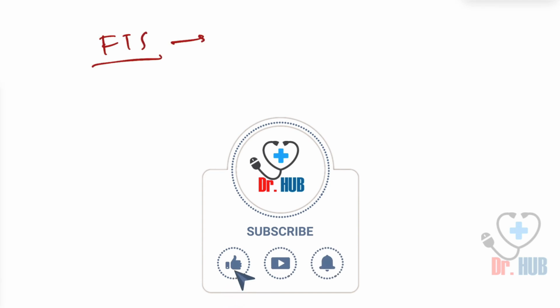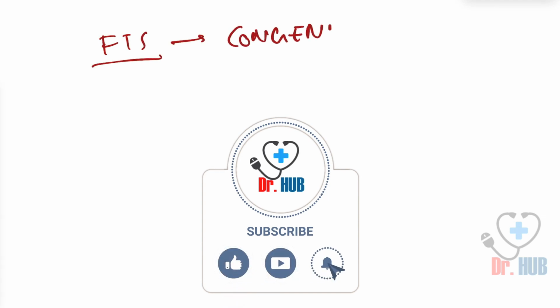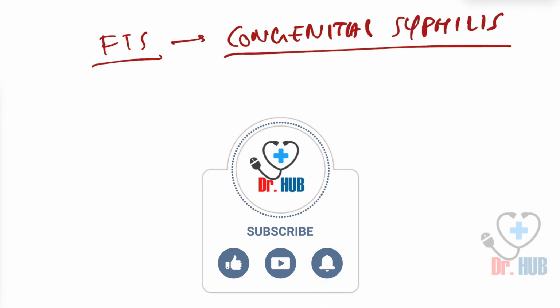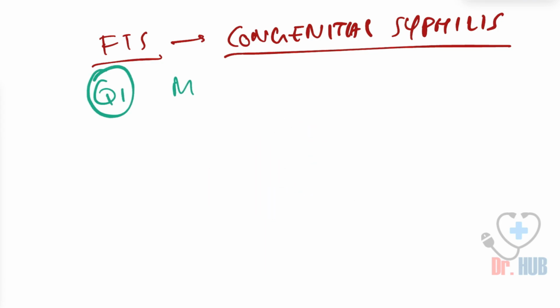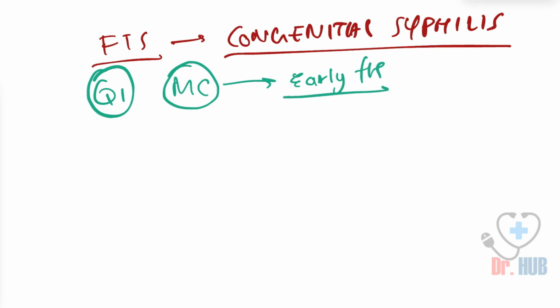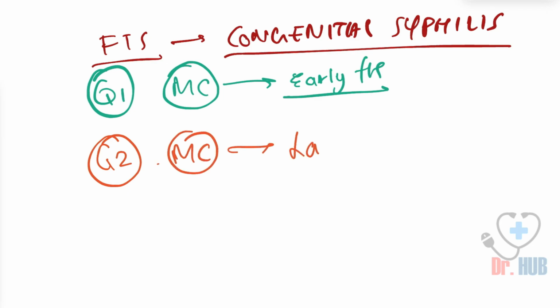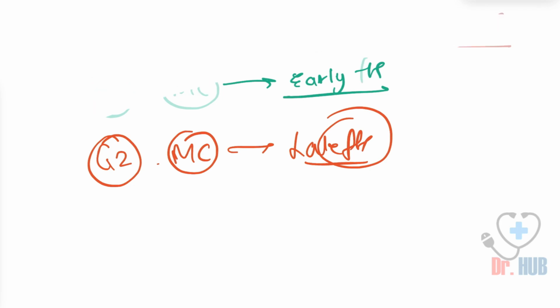Features of congenital syphilis. To begin with, we ask some questions as usual. The first question will be the mucocutaneous findings in terms of the early features. And the next question we want to ask is the mucocutaneous findings in case of the late features. So these are the questions. We'll be answering these questions and discussing this topic in more detail.